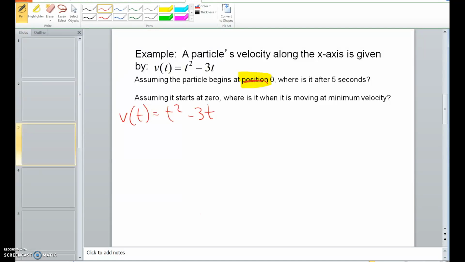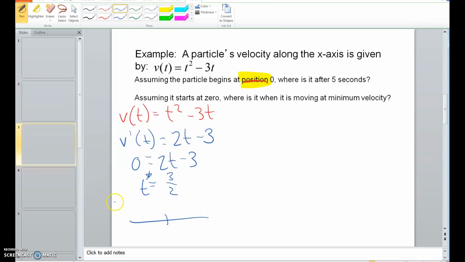Okay, so we need to figure out when velocity is at a minimum. Anytime you see a question that says, when is blank at a minimum, you have to take the first derivative of that function and set it equal to 0. So we know that we want to solve for v prime. When I take the derivative of this, I get 2t minus 3. I'm going to set that first derivative equal to 0, so we're trying to find a turning point, a minimum, on the velocity function. We get that t star is equal to 3 halves.